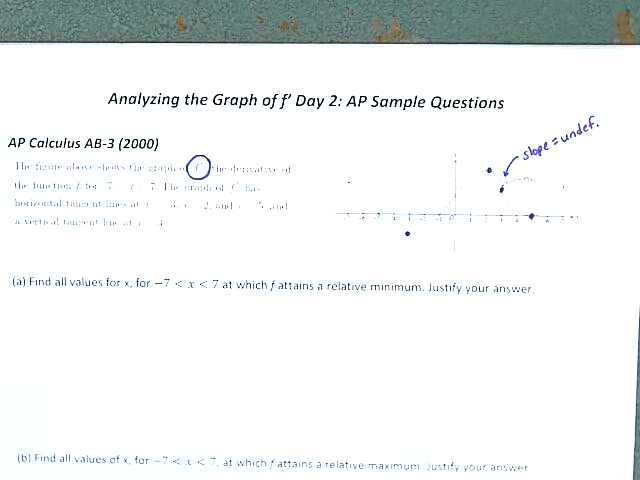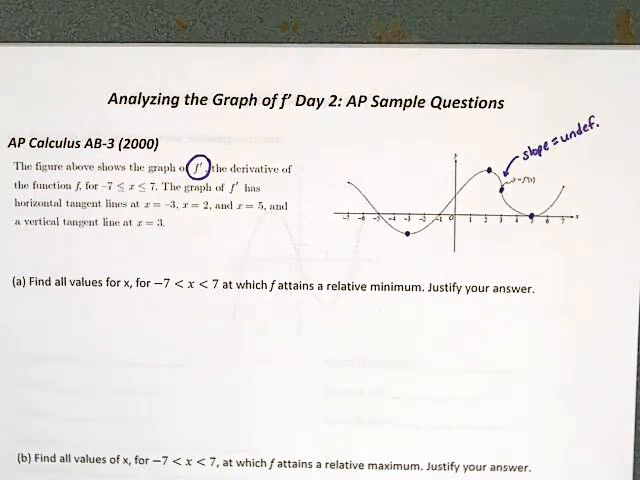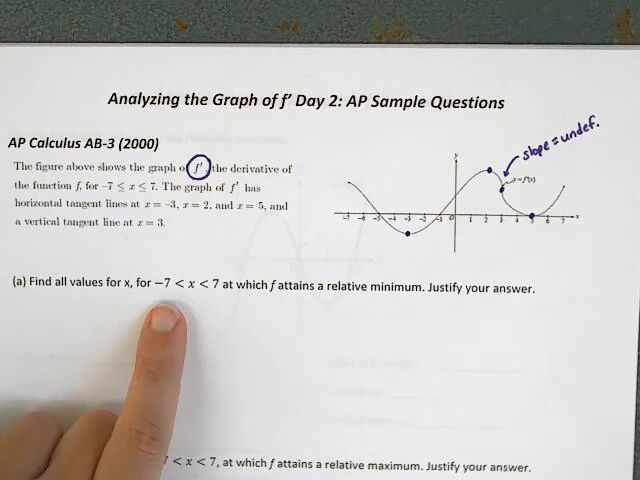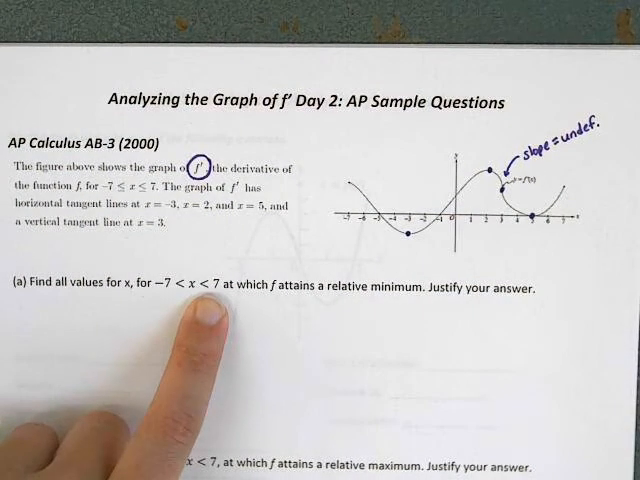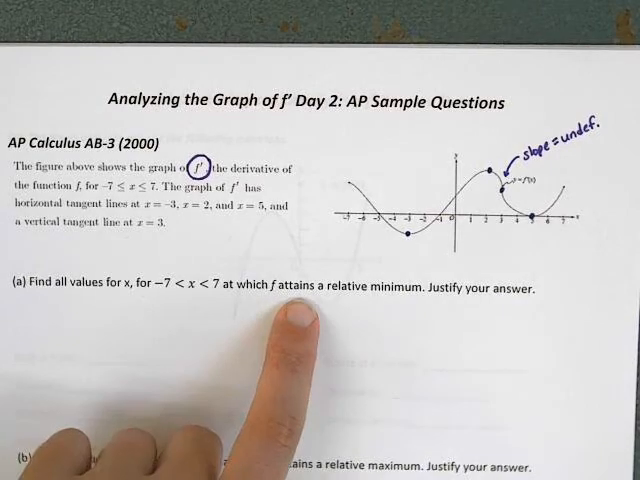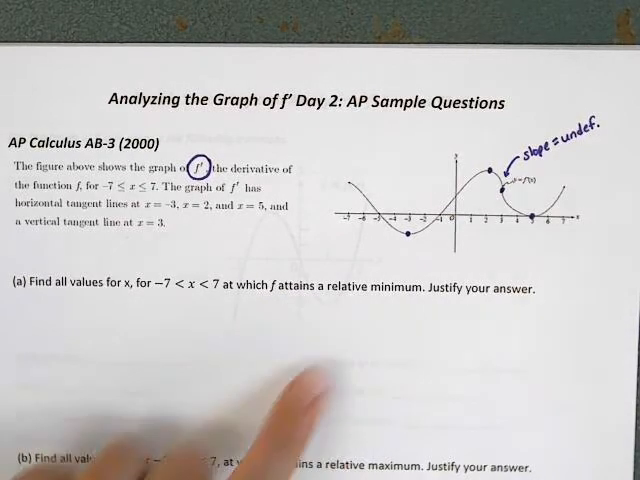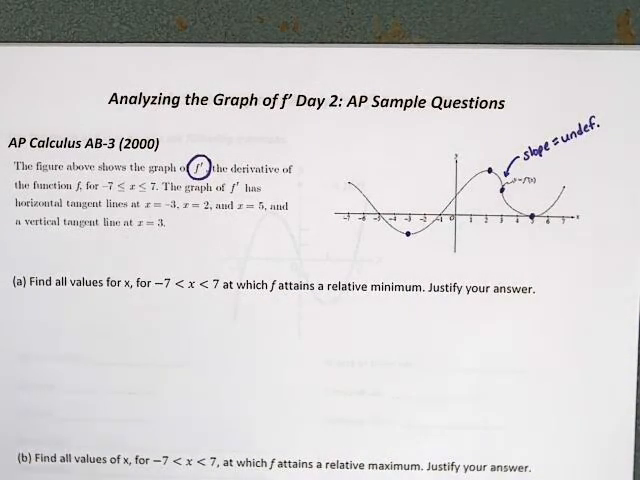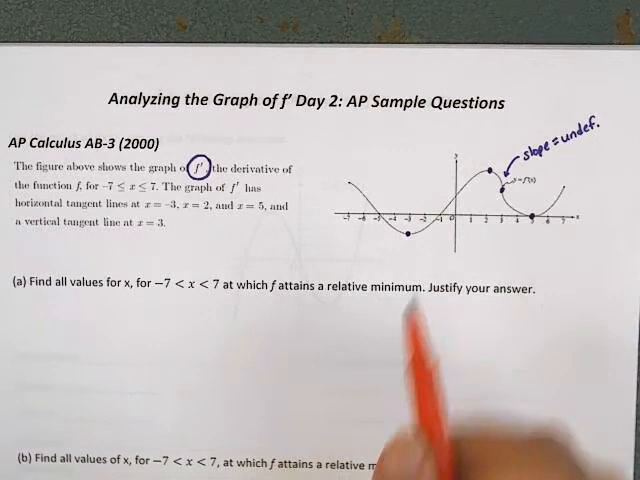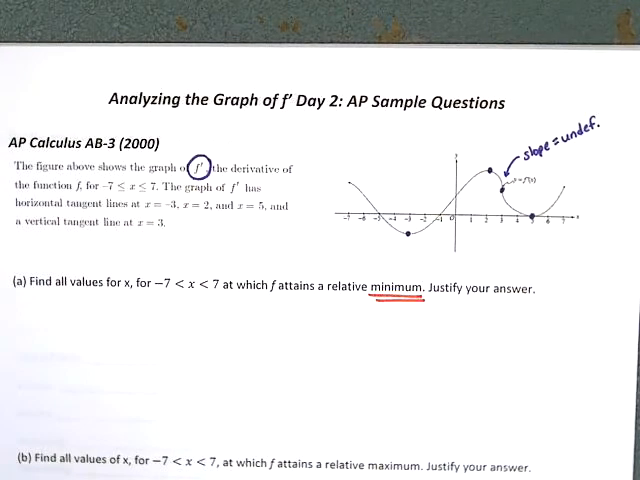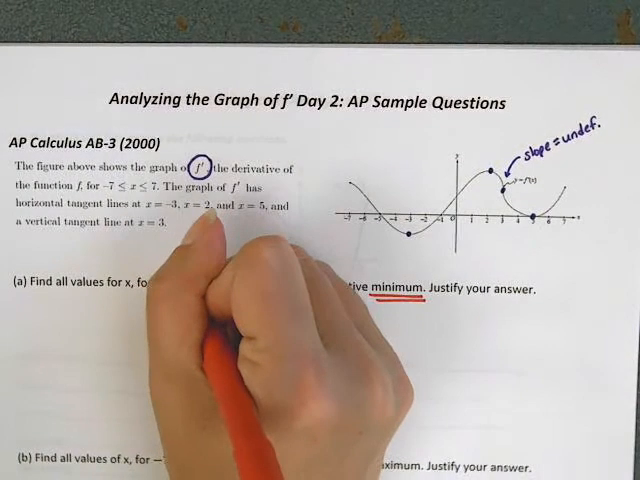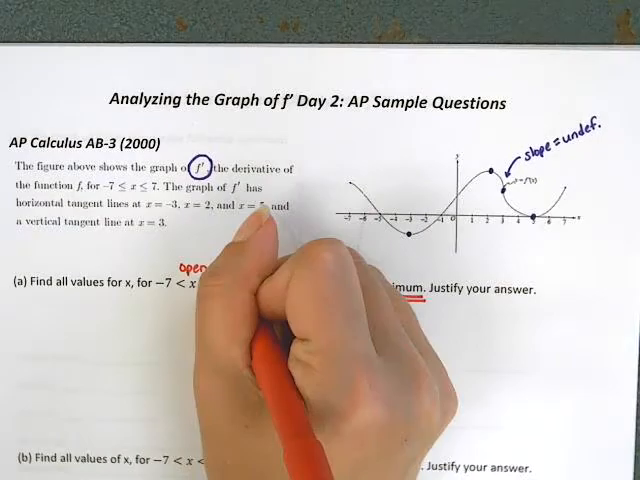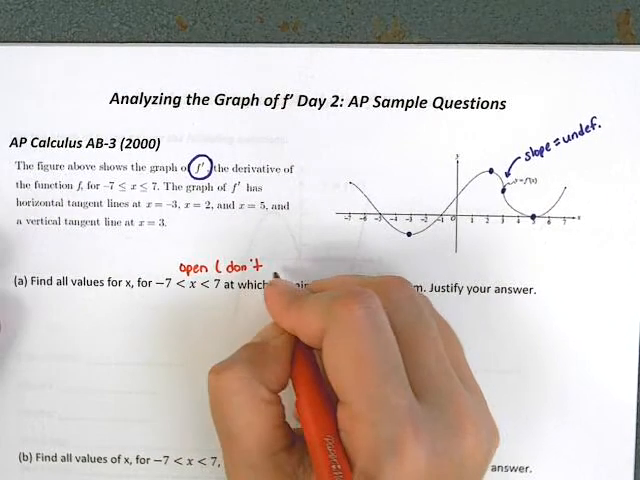All right, now part A says find all the values between -7 and 7, so we're looking at an open interval, at which f attains a relative minimum. The key word here is the word minimum. We are looking for places that would have been minimums on the original graph. Now another key here is that this is an open interval. So we don't care about the endpoints.